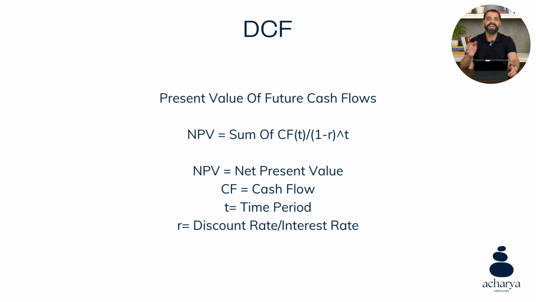And then you use this net present value formula. The net present value of your future cash flow, basically the present value of the cash flow that you're going to generate in the future. You add all of those and then you discount it. There's a simple formula, which is the sum of cash flow for every year, let's say t, divided by (1 + r) raised to the power t. This is a simple formula.